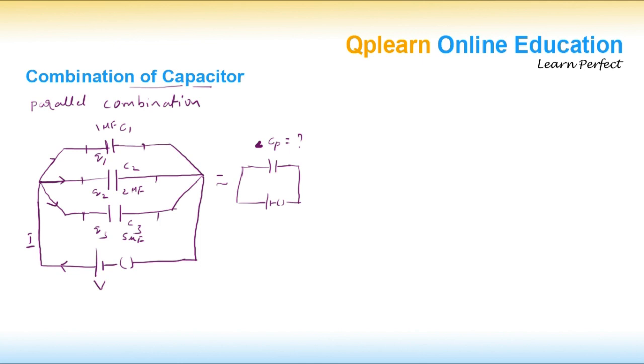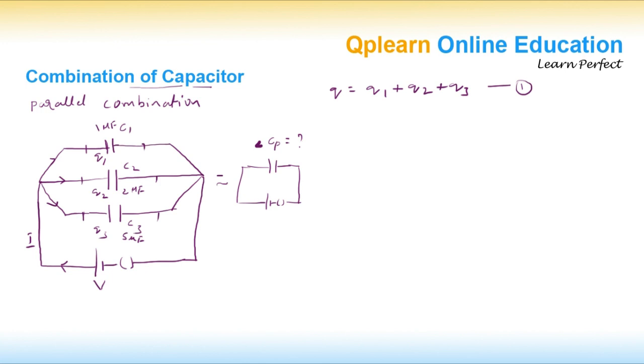To find this, we have to go for a small derivation. That derivation I'll take now. Q is equal to Q1 plus Q2 plus Q3. Why did I add all the charges? Because the charge is different in each capacitor. In series combination the voltage was different, so I added the voltages. Here Q is different, so I added all the charges to get the total charge. Let it be equation 1.